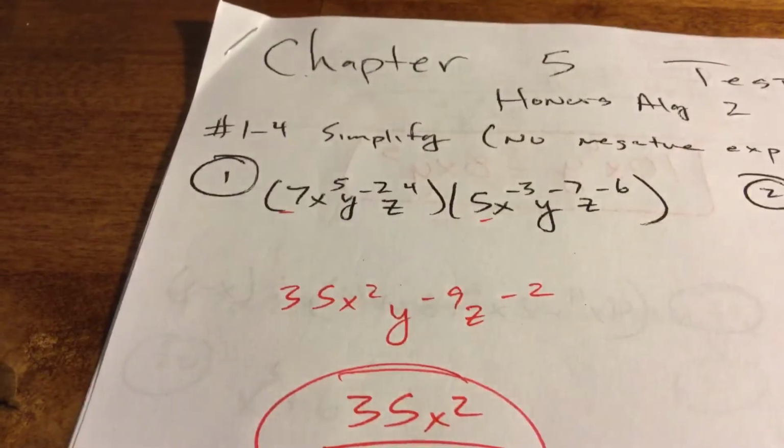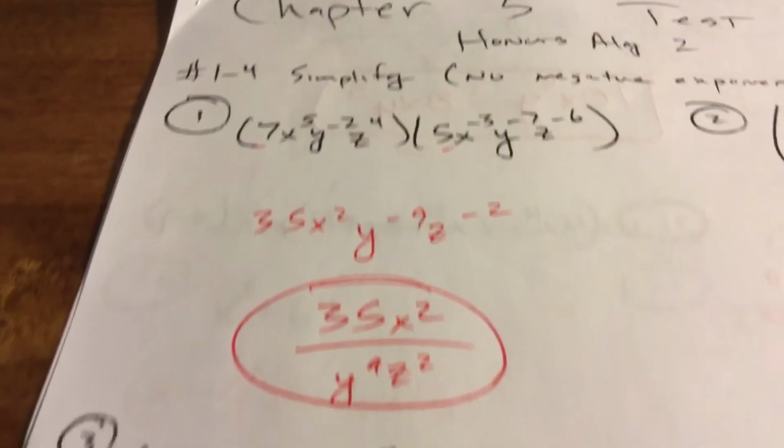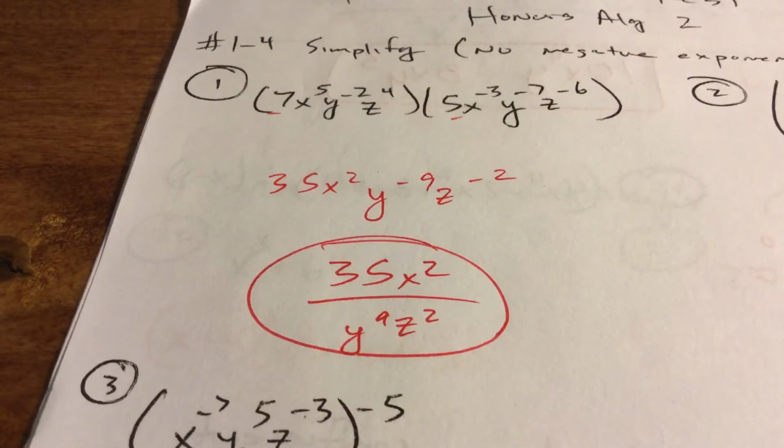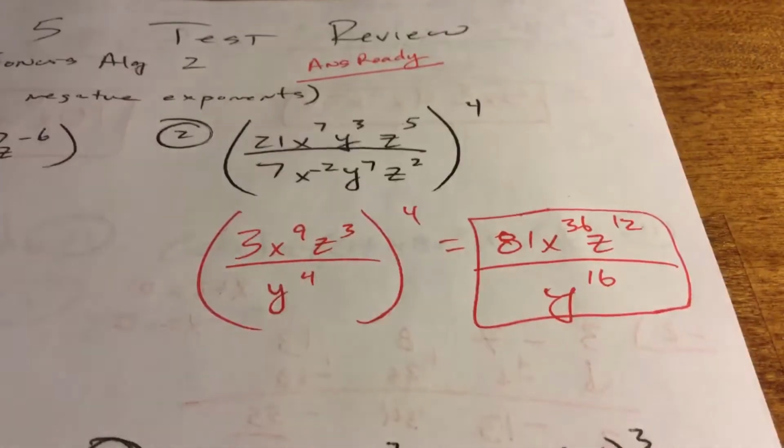I'm going to go through this very quickly because you get to use notes. You should do this already in class. Here's the answer for 1. No negative exponents allowed.